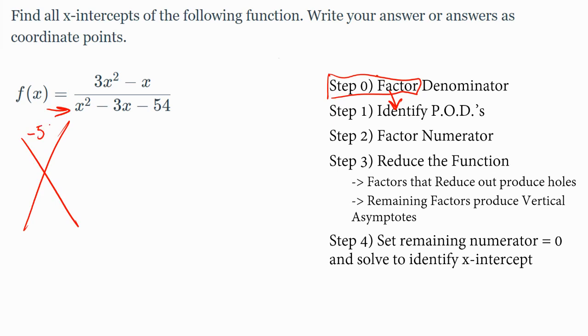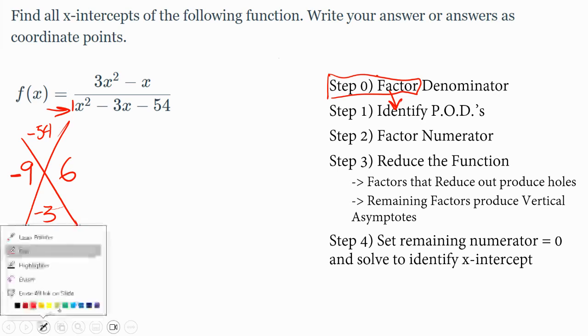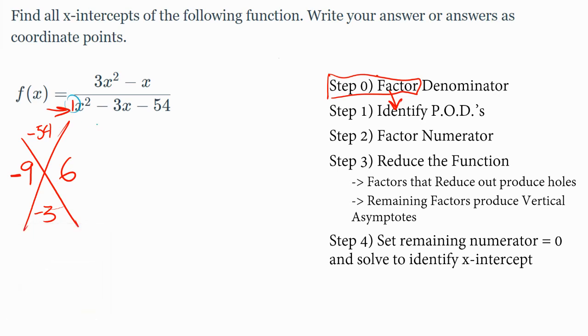So negative 54 will be the top number, 1 times negative 54, A times C. And then on the bottom, we get negative 3, our B value. So we're going to figure out our magic numbers are negative 9 and positive 6. And negative 9 times 6 will get you the negative 54, and you add them, you get negative 3. So because the A value is 1, we can go ahead and factor using my magic numbers, which are x minus 9 and x plus 6.